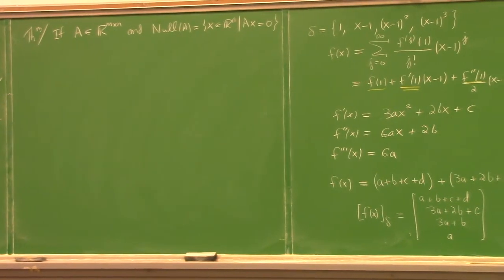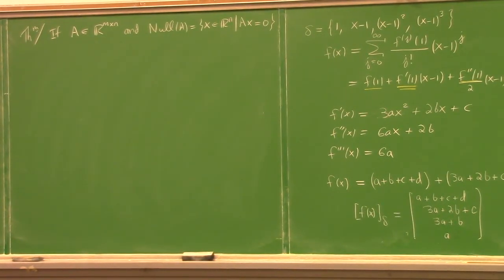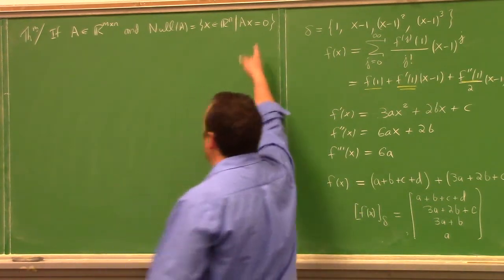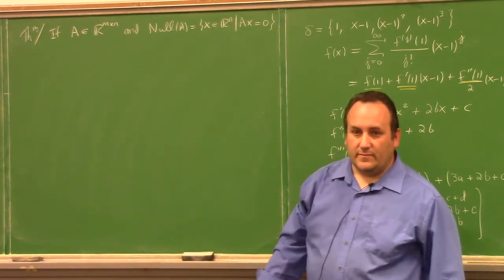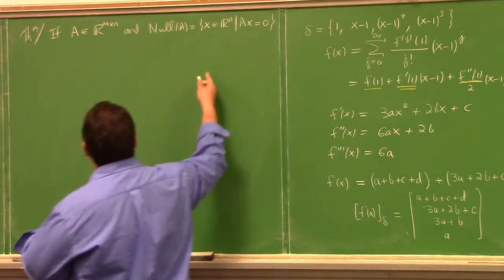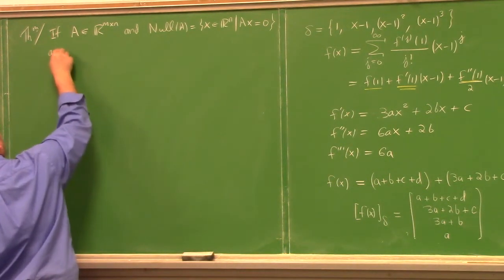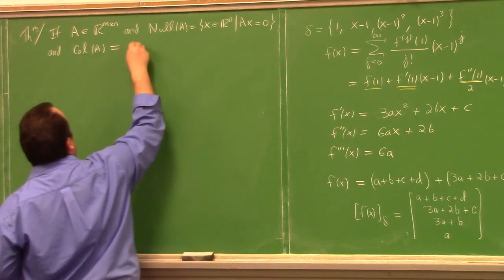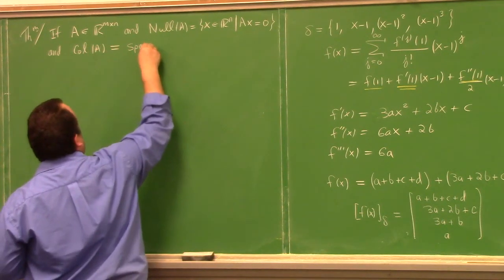So is that empty? It's never empty, right? There's always at least one vector in there, which is what? Exactly, 0 is always in there. So that's the null space. And the column space is nothing more than the span of the columns of A.